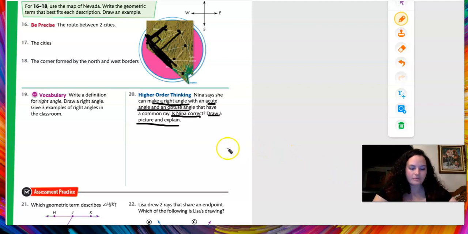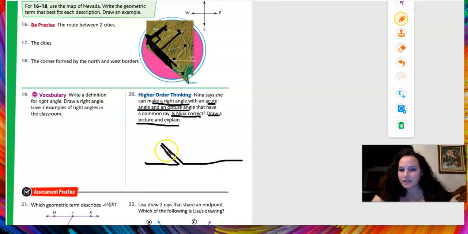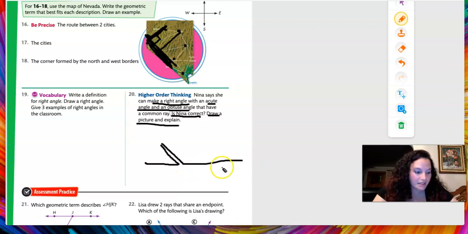Okay, so if I have an obtuse angle, that means it's bigger than a right angle. If I have an acute angle, that means it's smaller than a right angle. Well, if I put an obtuse and an acute one together, am I going to get a square? No. So I can draw a 120 degrees obtuse angle, and I can draw one that is about 30 degrees. That would equal 150 degrees. That's more than 90, so I know that that would not work.